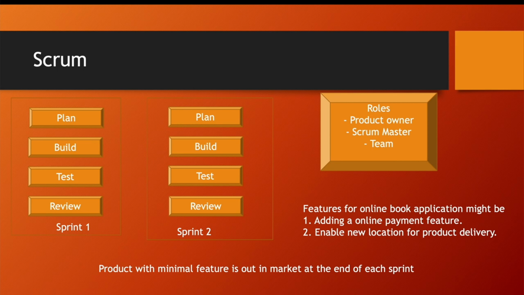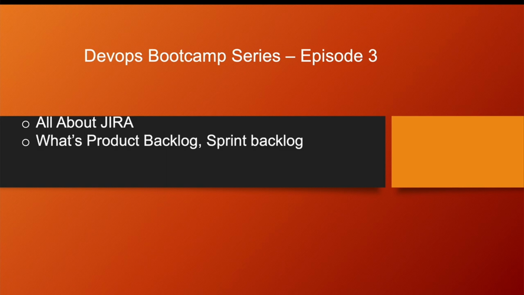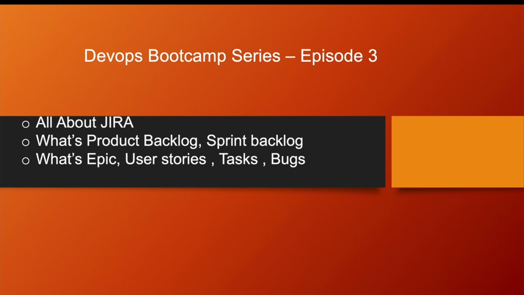Okay. So a product with the minimal feature is out in the market at each sprint, and the customer will test it. And these days, we are mainly following the Scrum method, which comes under the Agile method. In my upcoming video, we will understand Scrum in depth using the JIRA software. We will be doing hands-on on that part. Okay. For today's video, these are the topics that we are going to discuss: what is JIRA, what are product and sprint backlog, and the concepts related to Scrum in much detail, like epic, user stories, task, and bug. Towards the end of the video, we will also cover a demo on all the concepts which we discussed.